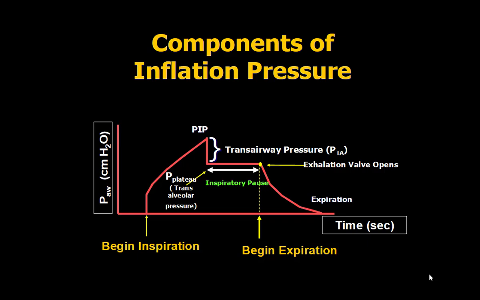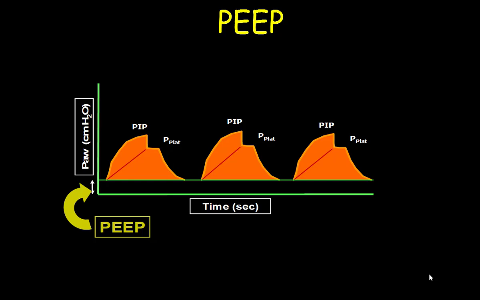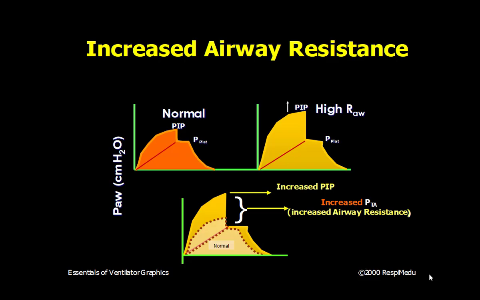Once the expiratory valve is opened and there is cycling onto exhalation, PEEP is the rise in this pressure curve from above the baseline. If you have increased airway resistance, so obviously which part of the curve is going to be increased? It is this part and this part. So the entire rise part is increased.